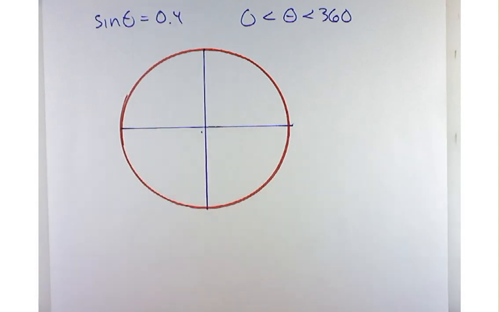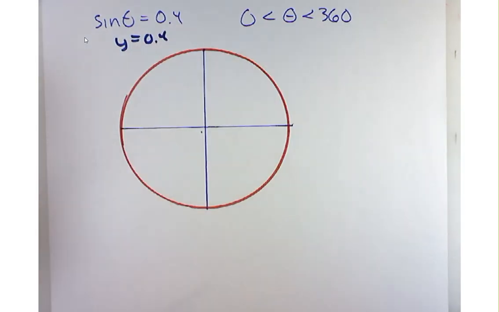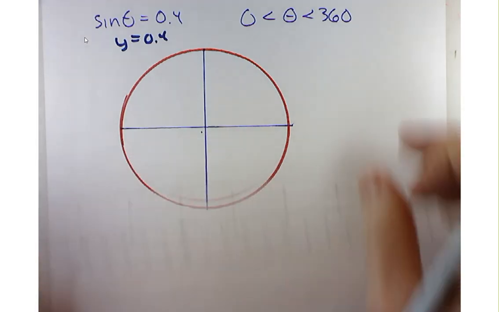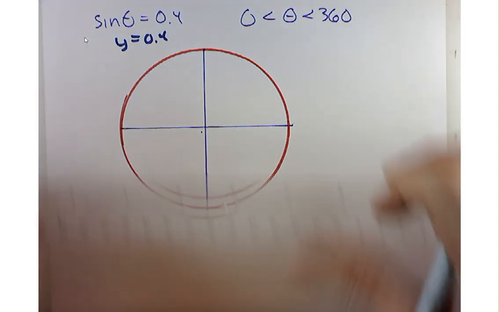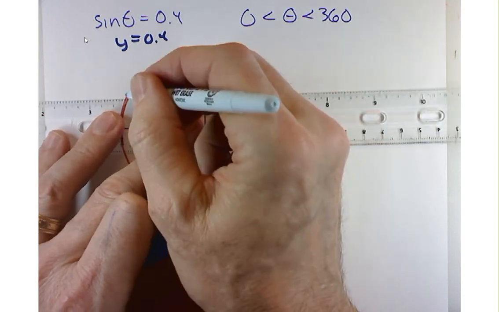Now remind me here, sine is which coordinate on the unit circle? Y coordinate. So this is really equivalent to y equals 0.4. Okay. So how are we going to solve here? Well, let's see. We've got 2 points.